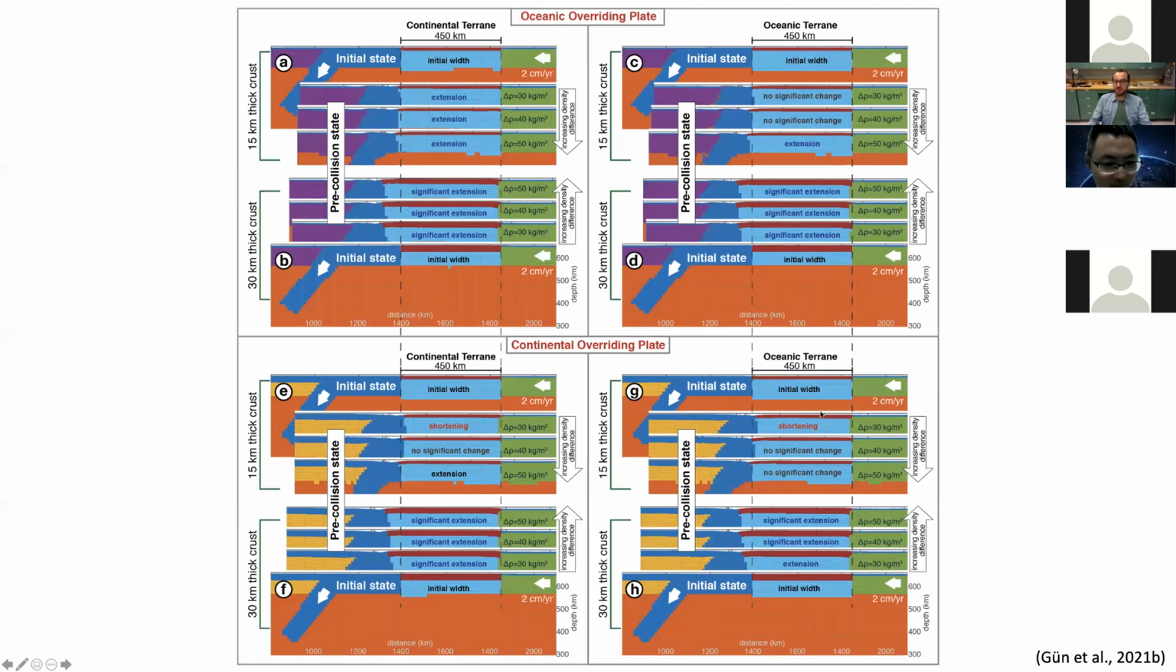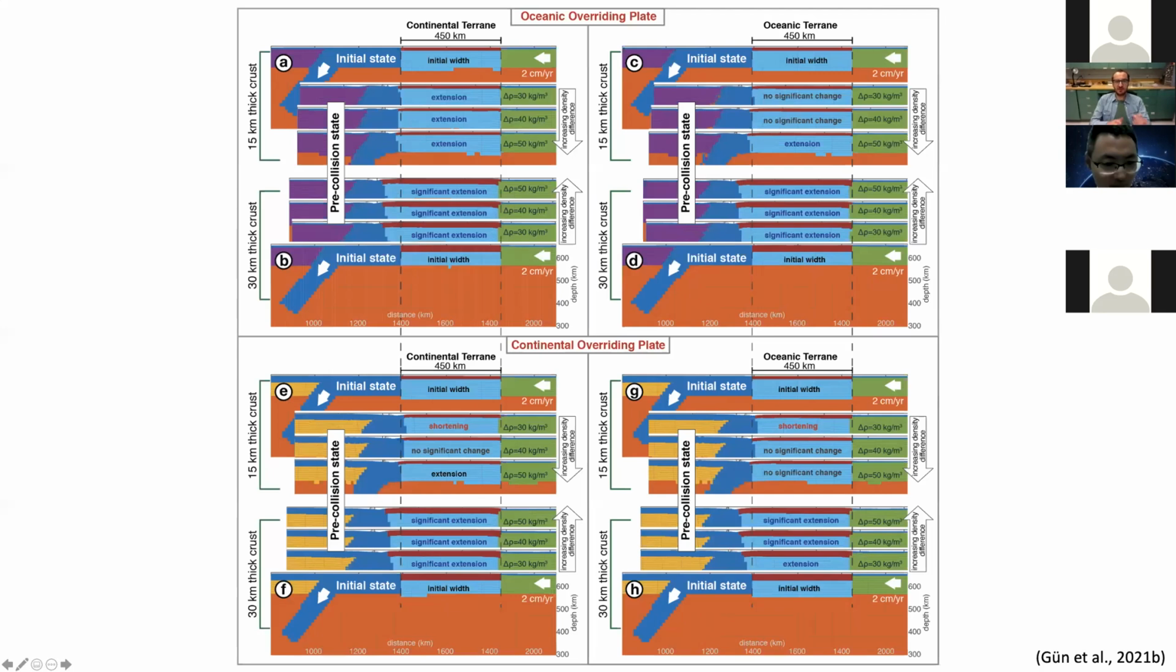So it's the same thing for oceanic terrains. Again, shortening to no significant change, maybe a little bit of shortening too, but oceanic terrains mostly show more shortening cases compared to continental terrains. And again, when we increase the crustal thickness, we start to see more extensional cases.